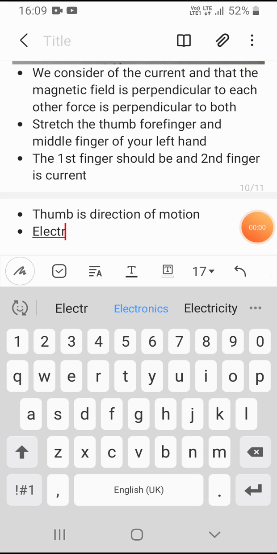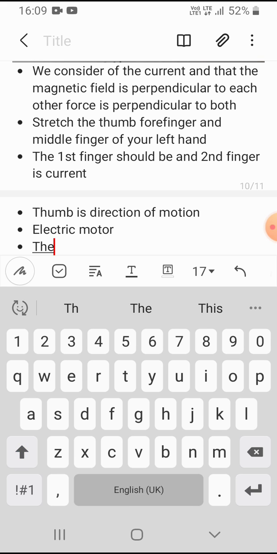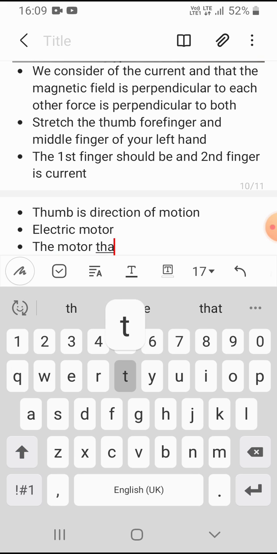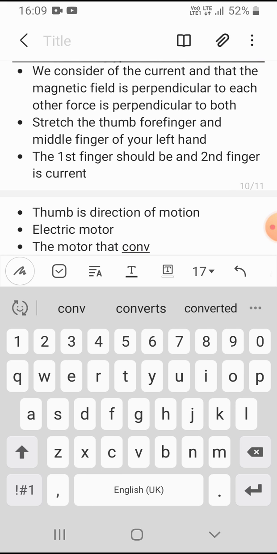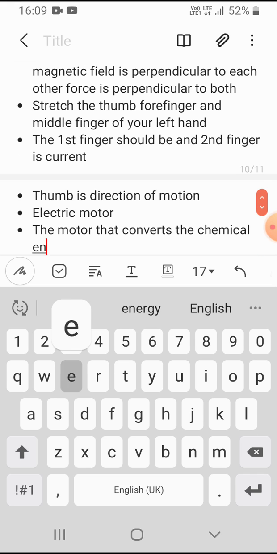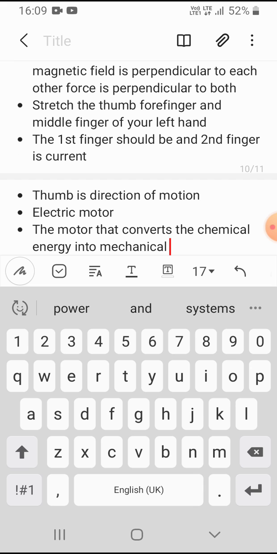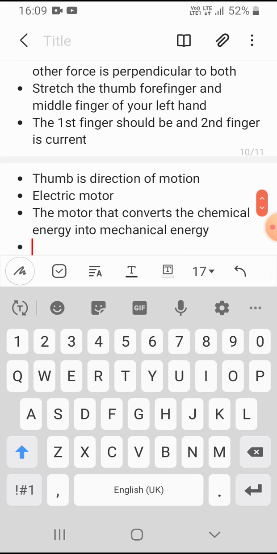So next is electric motor. You may have seen motors in fans, in your car, and many other things. The motor converts electrical energy into mechanical energy. They may ask what is a motor for 1 mark.